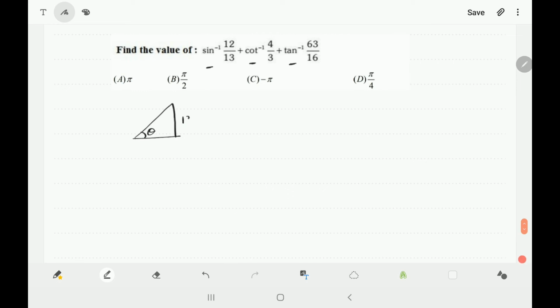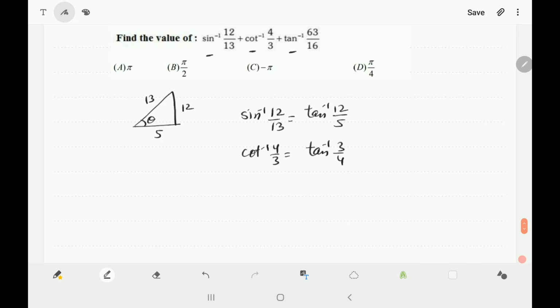Okay, so sin inverse can be easily converted here. Let's say theta is sin inverse of 12 by 13. So 12, 5 and 13 are a Pythagorean triplet. So we can write sin inverse of 12 by 13 as tan inverse of 12 by 5. Is this clear? Okay. Next, we have cot inverse 4 by 3. It is already a positive term, so you can easily write cot inverse 4 by 3 as tan inverse of 3 by 4.